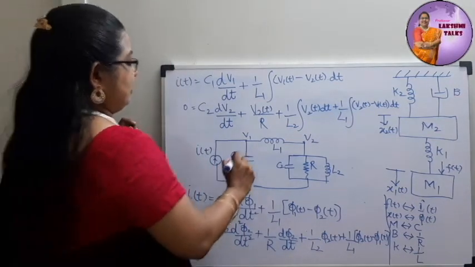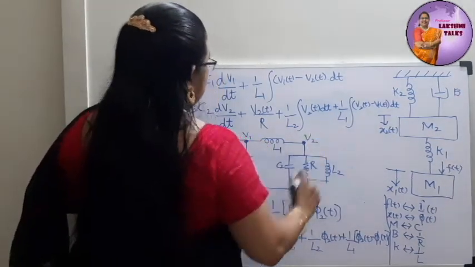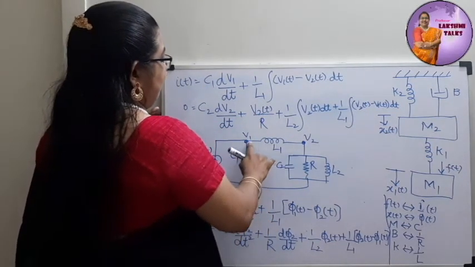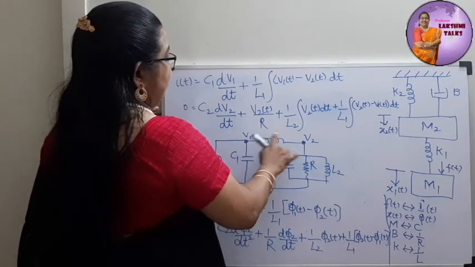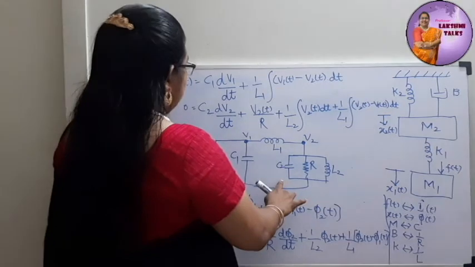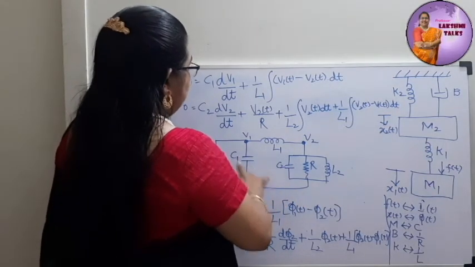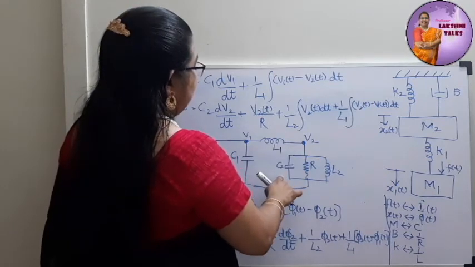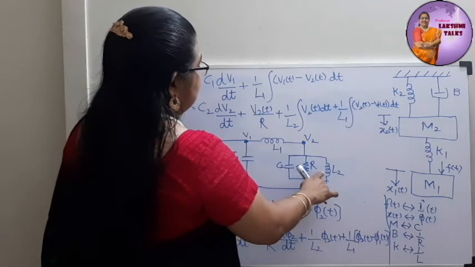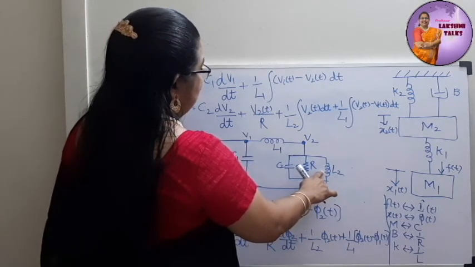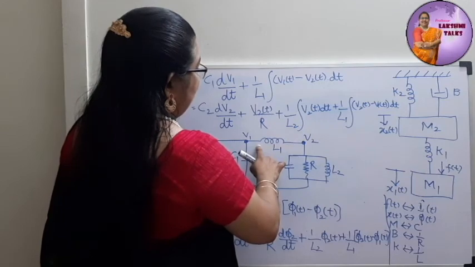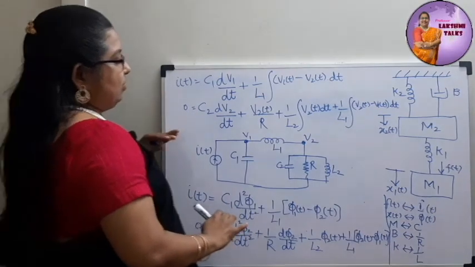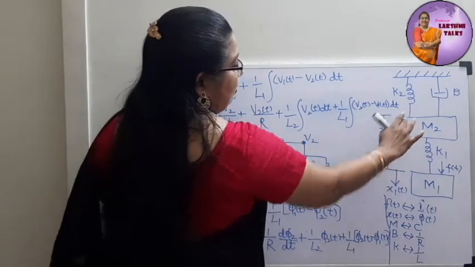Now, is this right? Check with the equations. So, I of t is equal to C1 dv1 by dt plus 1 by L1 integral v1 of t minus v2 of t dt. Now, what about this? Nothing is there, no input source is there. C2 dv2 by dt plus v2 by R plus 1 by L2 integral v2 of t dt, then plus 1 by L1 integral v2 minus v1 dt. So, this is our equivalent circuit for this mechanical system.